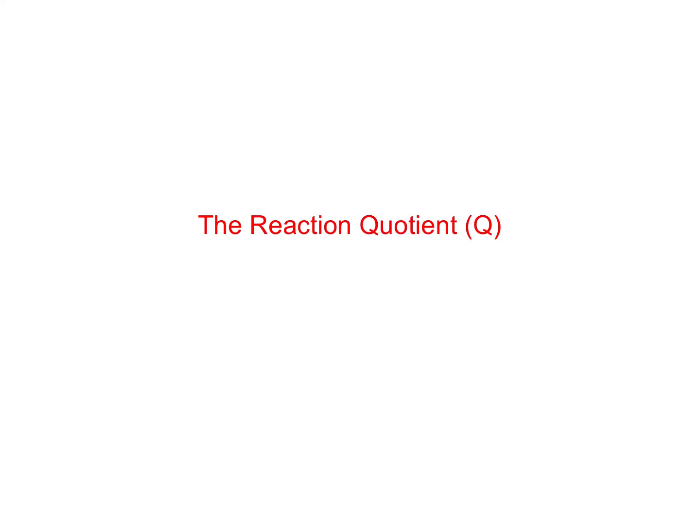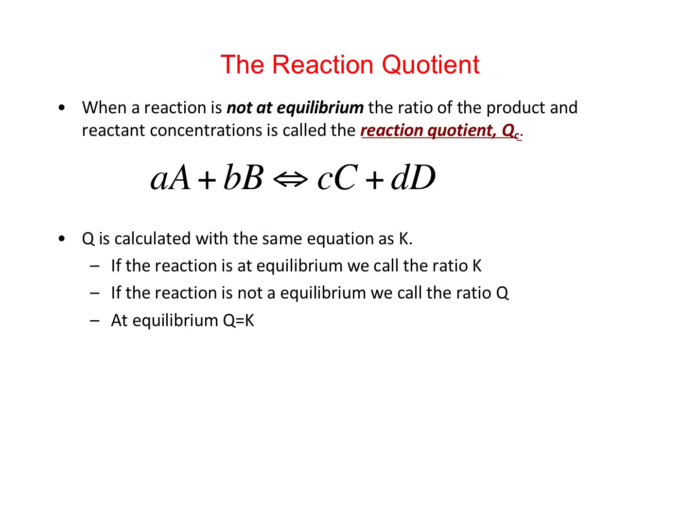Okay, in this video we're going to talk about the concept called the reaction quotient. We can calculate the ratio of the concentrations of the reactants and products whether they're at equilibrium or not. We only call the ratio the equilibrium constant when the reaction is actually at equilibrium. If we're not at equilibrium, we call it the reaction quotient, and instead of using the letter K, we use the letter Q. But the form of Q is identical to K.